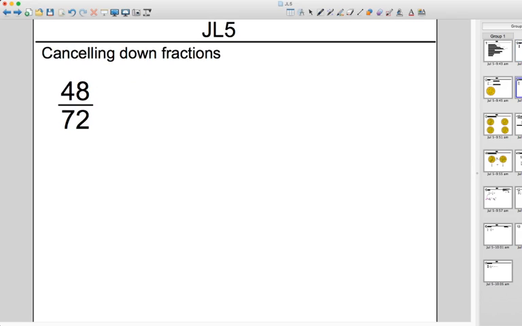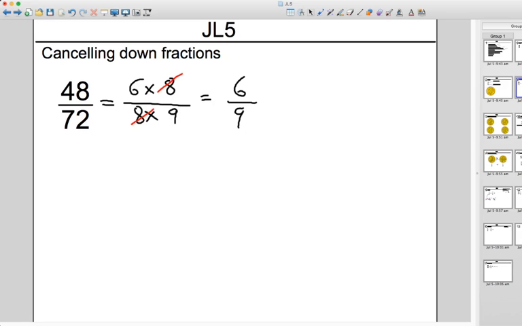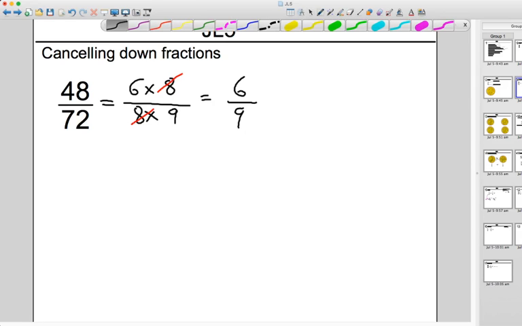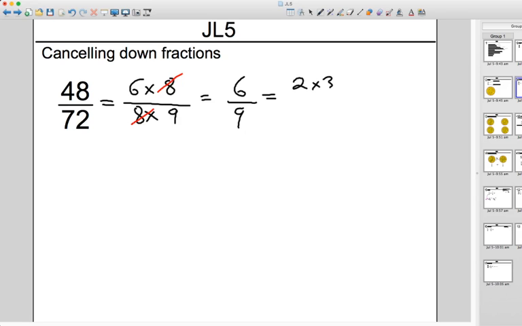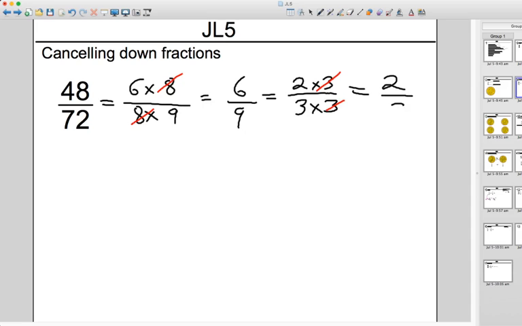Cancelling down fractions, you should be aware of this. Again, you do this using your times tables, so we should know 48 is 6 times 8, and 72 is 8 times 9. That's going to give me 6 over 9, because the 2 8s cancel. And then 6 is 2 times 3. And 9 is 3 times 3. Answer is 2/3. You need to be able to do that.